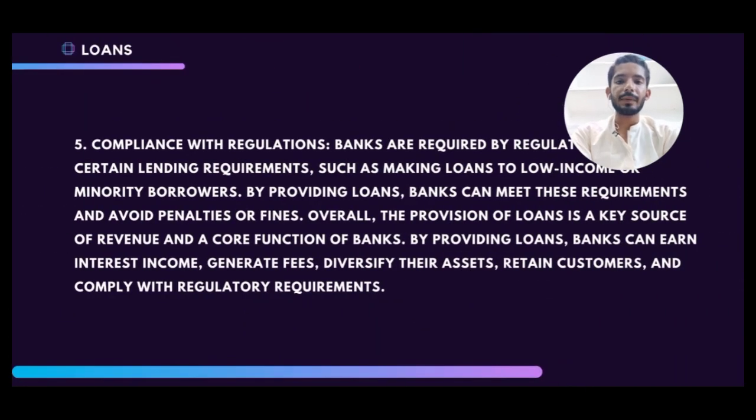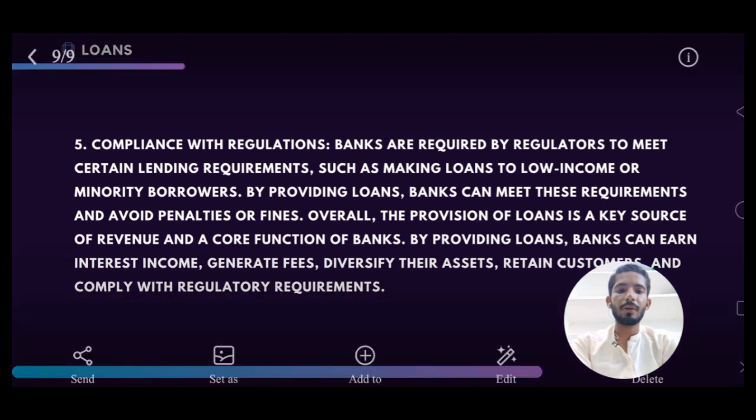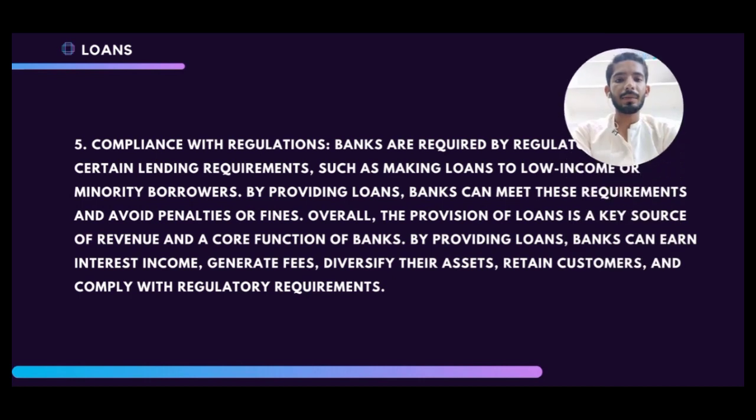Number five, compliance with regulations. Banks are required by regulations to meet certain lending requirements, such as making loans to low-income or minority borrowers. By providing loans, banks can meet these requirements and avoid penalties or fines. Overall, the provision of loans is a key source of revenue and a core function of banks. By providing loans, banks can earn interest income, generate fees, diversify their assets, retain customers, and comply with regulatory requirements.